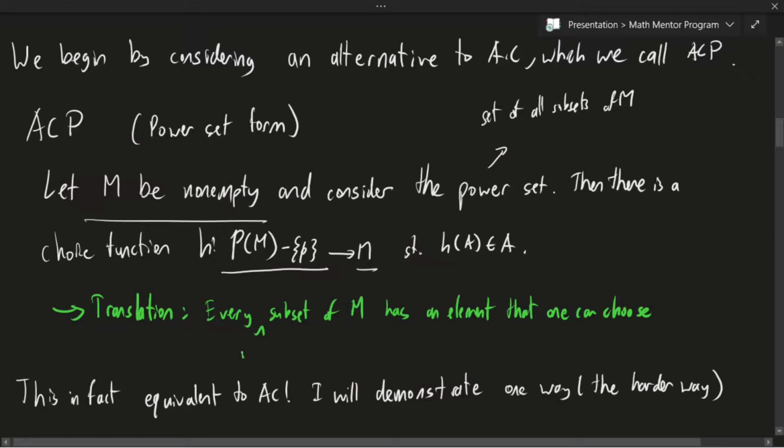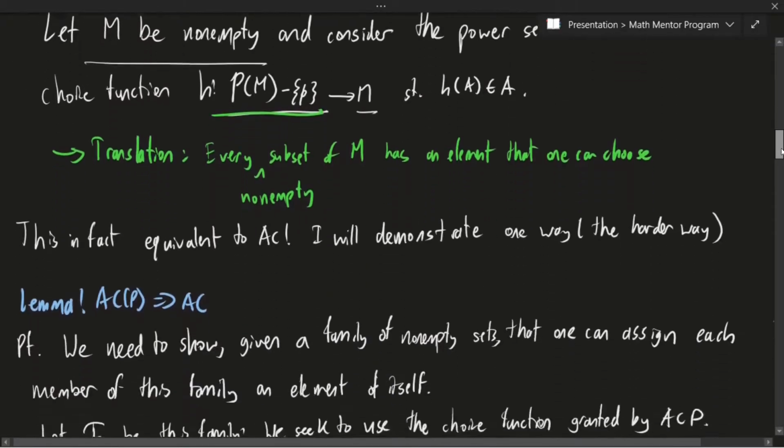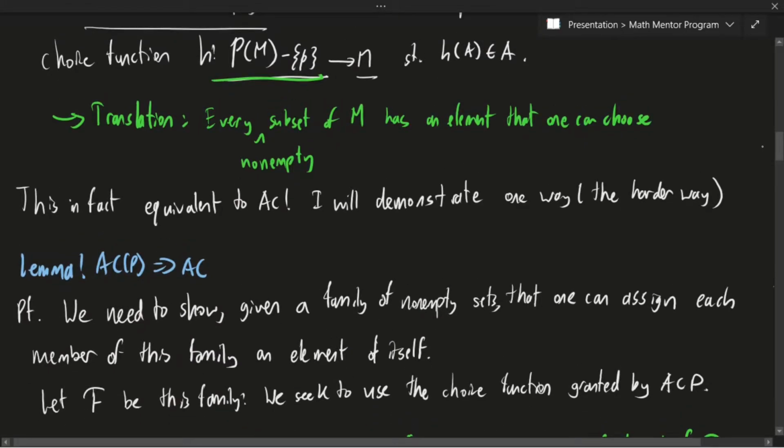Okay. And I should note here that the subsets have to be non-empty, because notice that our choice function explicitly excludes the empty set. So really, this is just saying that I can pick an element from every subset. This is actually equivalent to the axiom of choice. And what I will do is I will demonstrate one way of the proof. Remember, in order to prove this, we have to prove that ACP implies AC, and we also have to show the other implication works as well. So AC implies ACP. So I'm going to prove the harder version, which is to show that ACP implies AC. This means I get to assume the power set form, but then I have to prove AC from that. So here's how it goes.